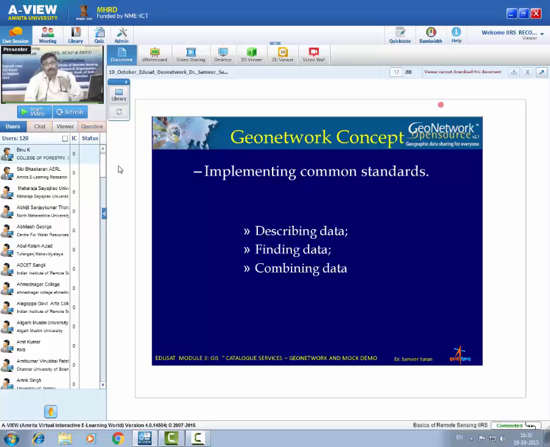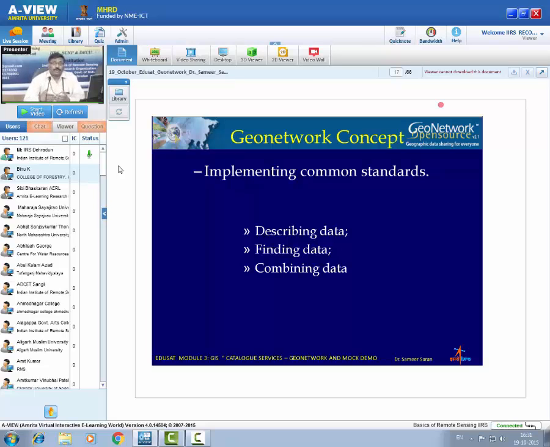And then implementing this common standard. Once these standards have been implemented, whether you talk about WMS services or metadata, you can describe the data, find the data, and combine the data. This is the overall concept of service-oriented architecture, where you can find, bind, and describe. Everything is possible by making use of the services available through GeoNetwork.